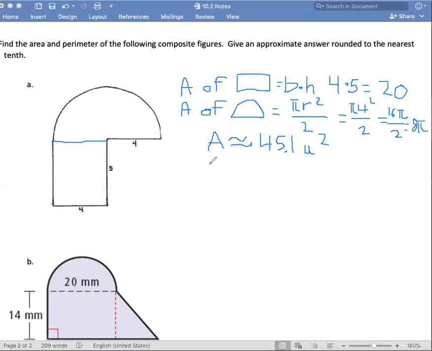Okay, the next thing we're going to find is the perimeter for this figure. So I want you to pause your video again and think about how could we possibly find the perimeter for this figure.